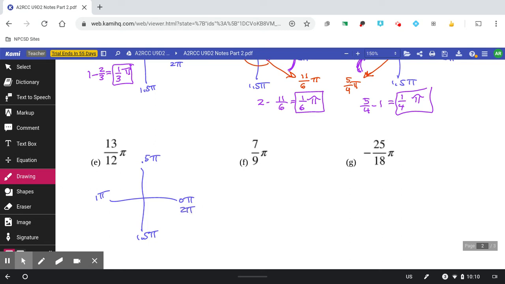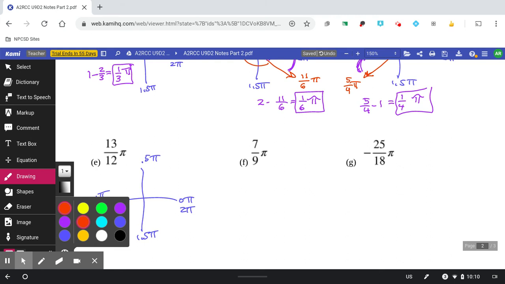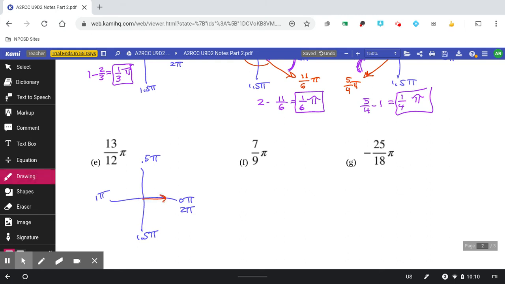All right, well, again, 13 twelfths is just a little more than 1, right? Because 12 twelfths is 1, so 13 twelfths is just a little bit more than that. But just to be on the safe side, I am going to go ahead and put 13 twelfths in my calculator. And when I divide 13 by 12, I get 1.083 repeating.